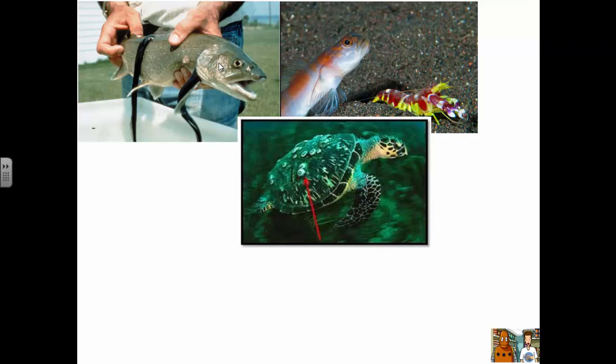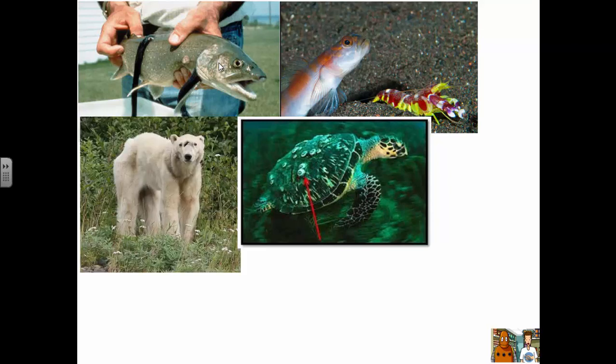Here's a barnacle on a sea turtle, you see. Again, these barnacles are not hurting the sea turtle. They're being helped because they're getting a ride through the water. So that's commensalism.